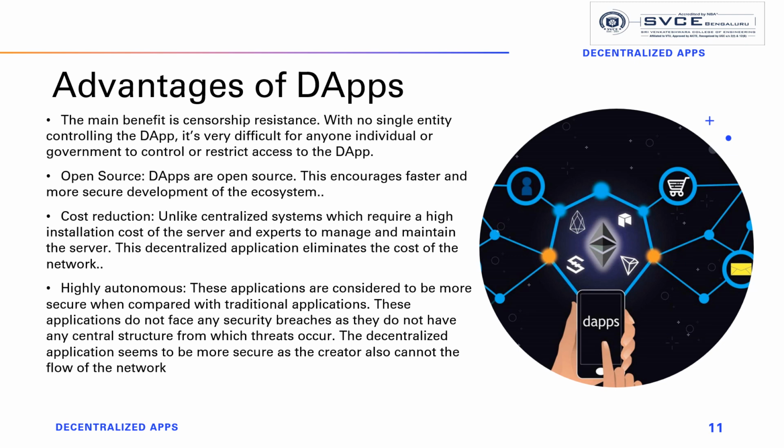First one is open source. Second one is cost reduction. Third one is highly autonomous.